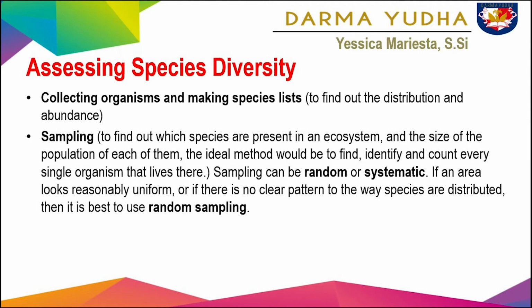Sampling can be random or systematic. If an area looks reasonably uniform, or if there is no clear pattern to the way species are distributed, then it's best to use random sampling.